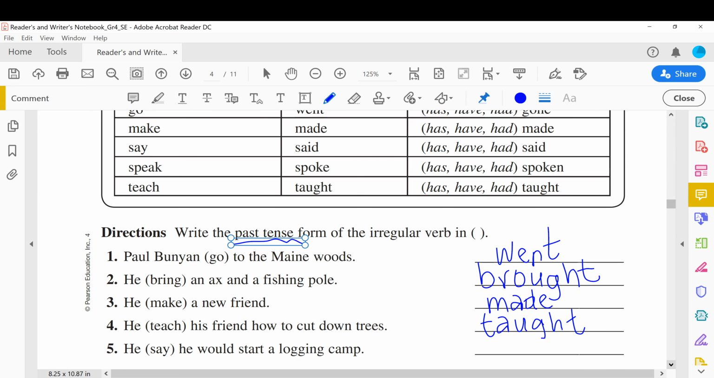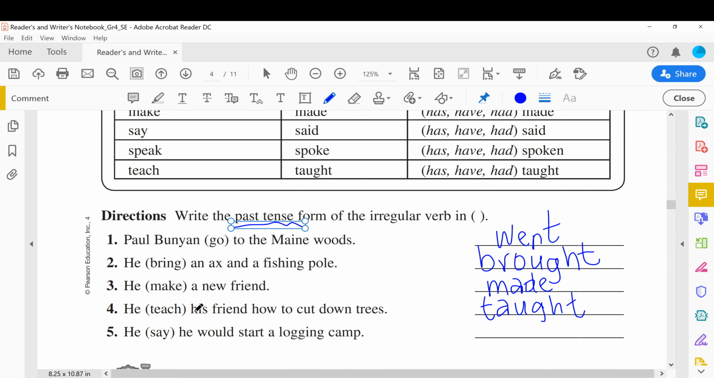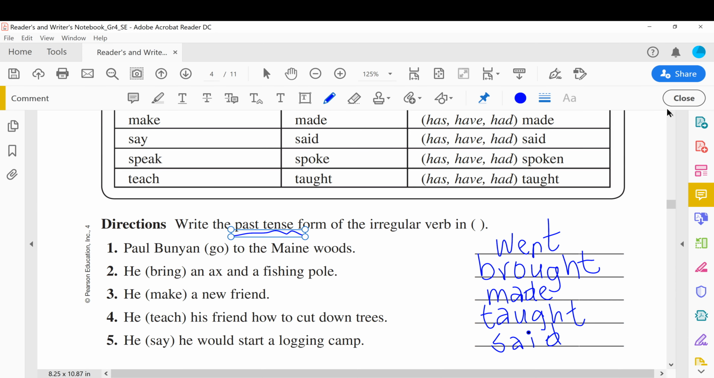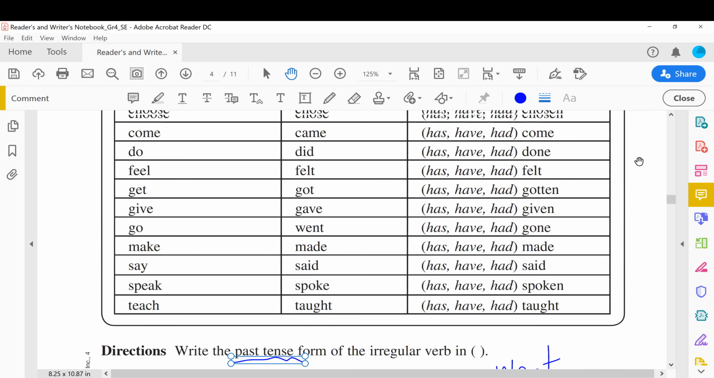So he taught his friend how to cut down trees. Number 5 and the last one, he say, past is said. He said he would start a logging camp. So those are the answers.